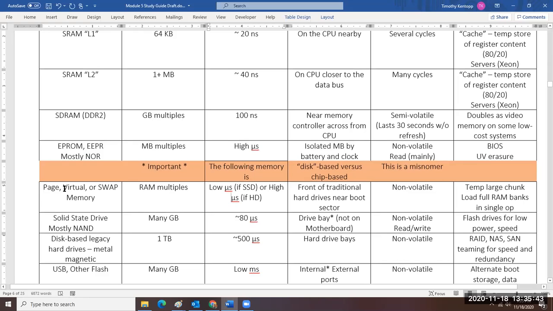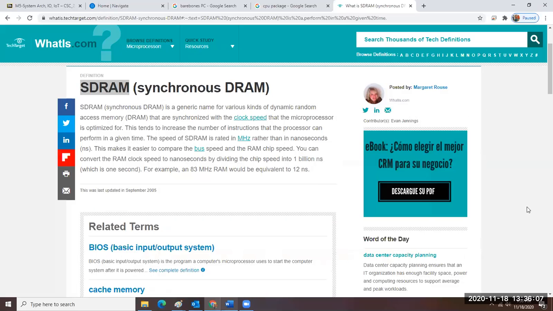So page file or swap memory. This is memory on the hard disk that's swapped out with RAM. And so this would be high microseconds. This would be low microseconds. So what am I saying about swap file memory? What is swap file memory?